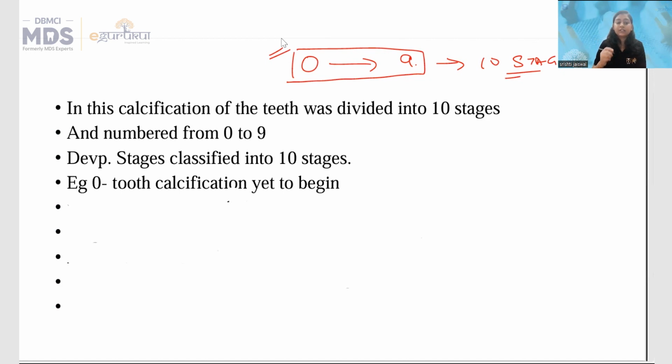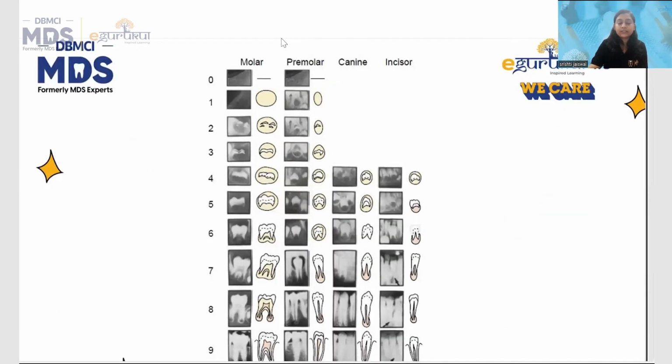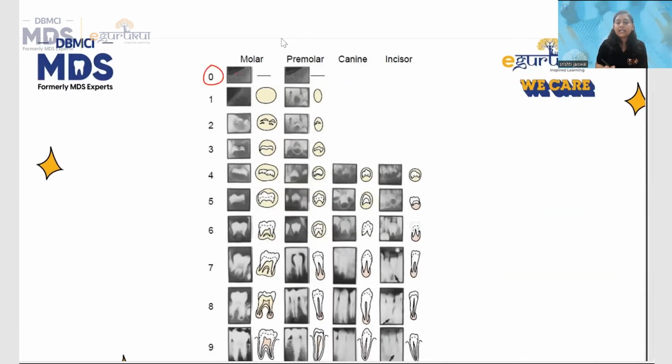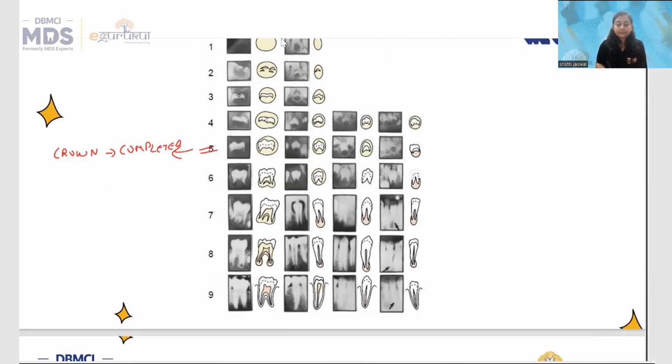For example, if 0, what does 0 represent? The tooth calcification is yet to begin. So I'll show you, see here. In 0, the tooth calcification is yet to begin. In stage 5, the crown is almost completed. Crown is completed, while in stage 9 the whole of the tooth calcification is done. Okay, completion of the tooth calcification.